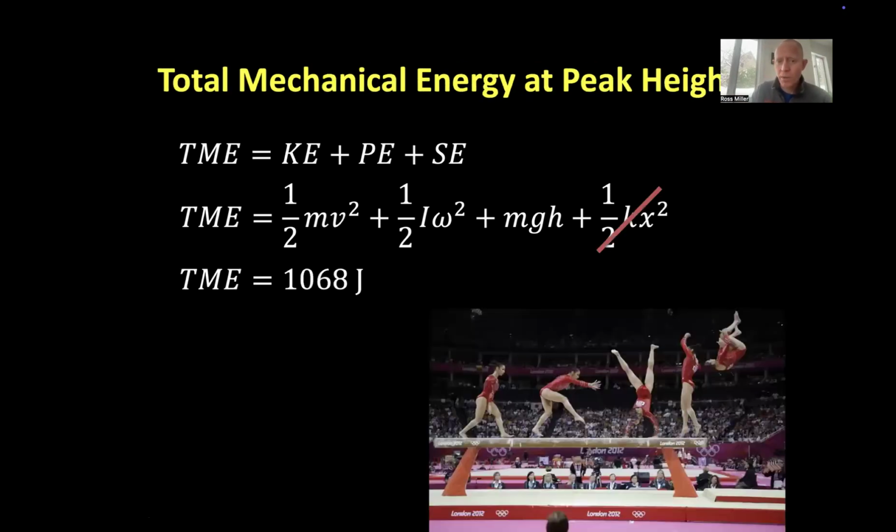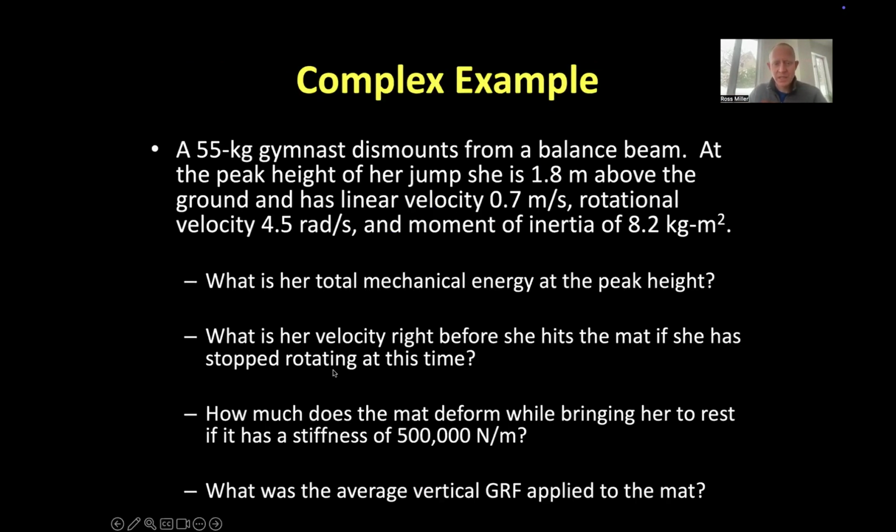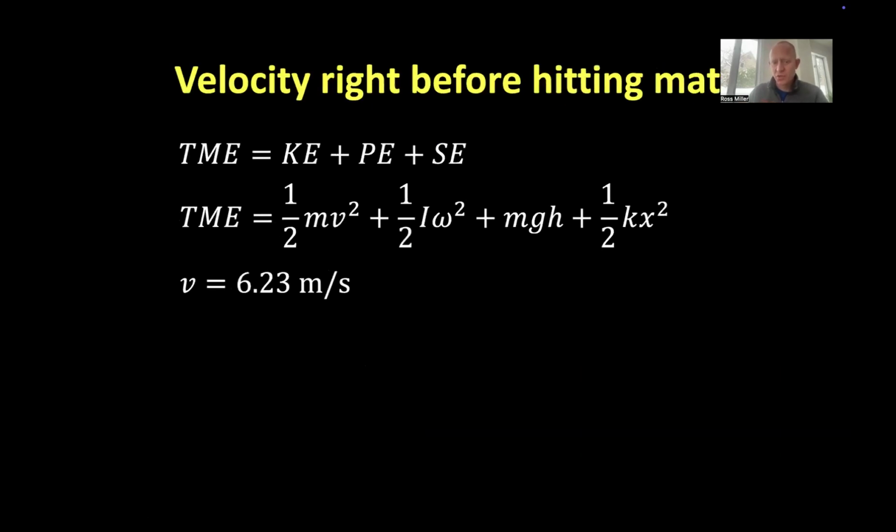Now, go back to the problem though, and it says, what is her velocity right before she hits the mat? And here's the key part, if she has stopped rotating at that time. That's the key description that you need to understand physically and then translate to your problem here. When it says has stopped rotating, that means you're not spinning, you're only translating. Meaning your angular velocity is zero.